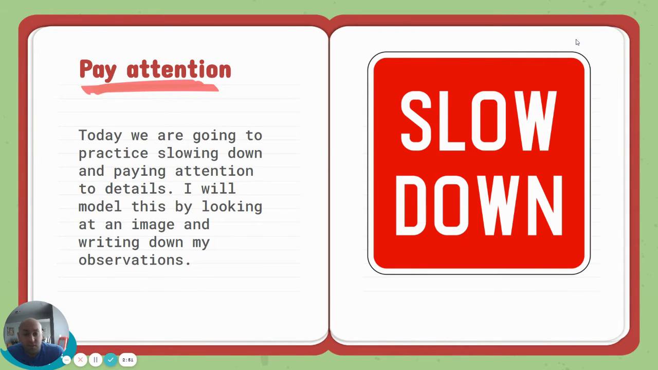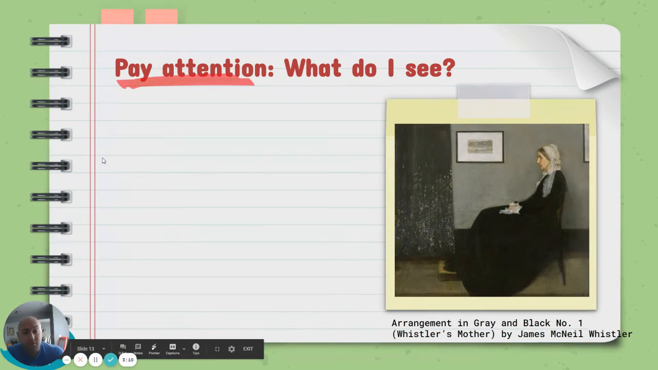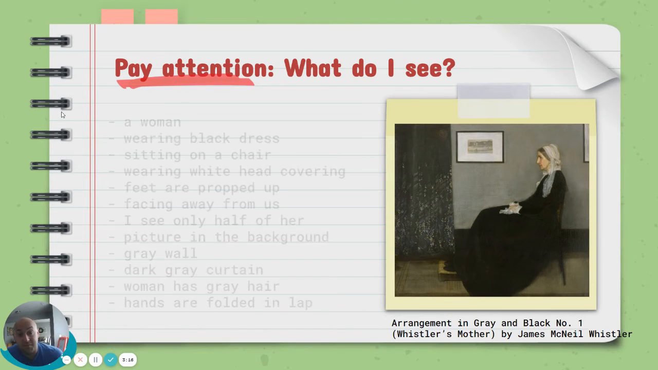So we're going to practice slowing down and paying attention to details. I'm going to model this by looking at this image that I'm going to put up here next and putting down my observations. So here's the actual image. I'm going to study it and look at it, but I'm going to pause it while I actually do this so that you don't have to sit and watch me type and study. Okay, so I wrote down the things that I noticed about this painting. By the way, this painting is called Whistler's Mother, and it's a relatively famous painting.